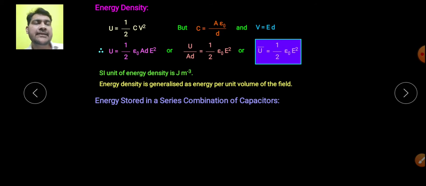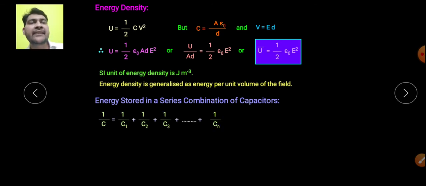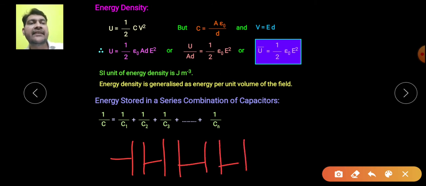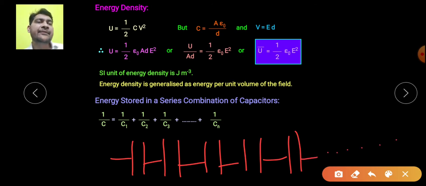So now in this topic, we are going to study what is the total energy stored in series combination of capacitors. Suppose you have n capacitors, with different capacitances C1, C2, C3, C4. They are connected in series to each other. These are not identical. Then the effective capacitance becomes 1 by C is equal to 1 upon C1 plus 1 by C2 plus 1 by C3. We derived this earlier.